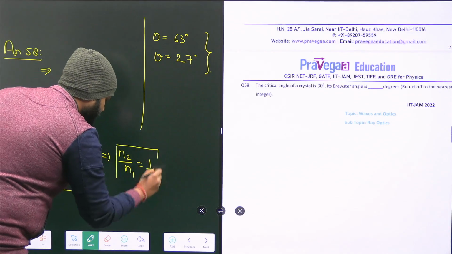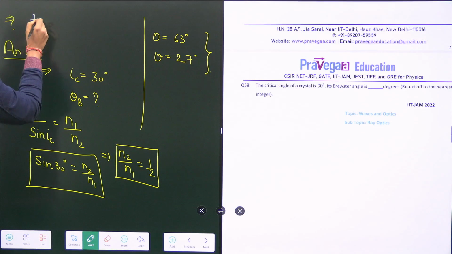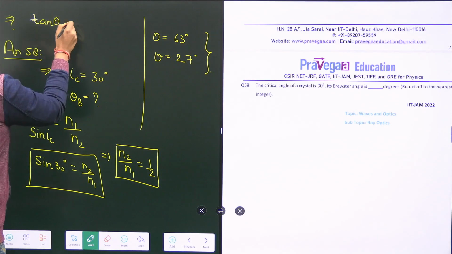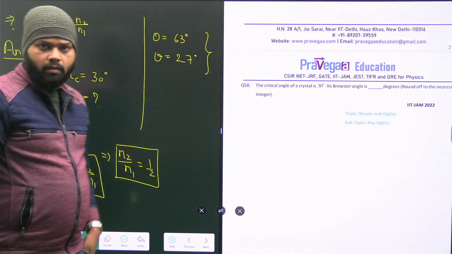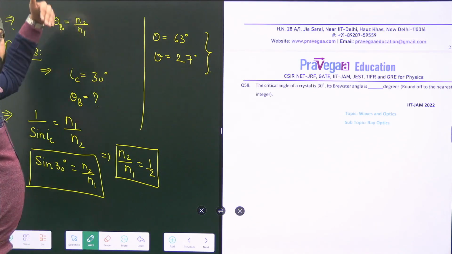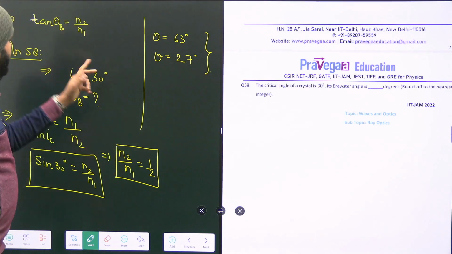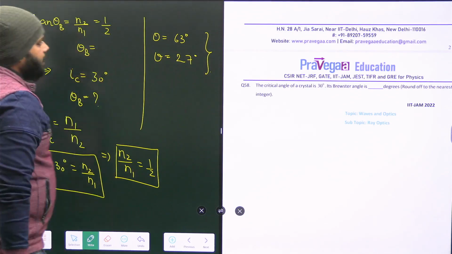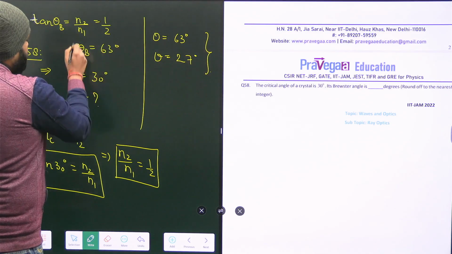Now, let us apply the Brewster angle concept. Brewster said that the tan of the angle of incidence, tan theta b, should be equal to N2 over N1, where N2 is the refractive index of the denser medium and N1 is the refractive index of the rarer medium. If we use this concept and put N2 by N1 as 1 by 2, we get theta as 63 degrees.